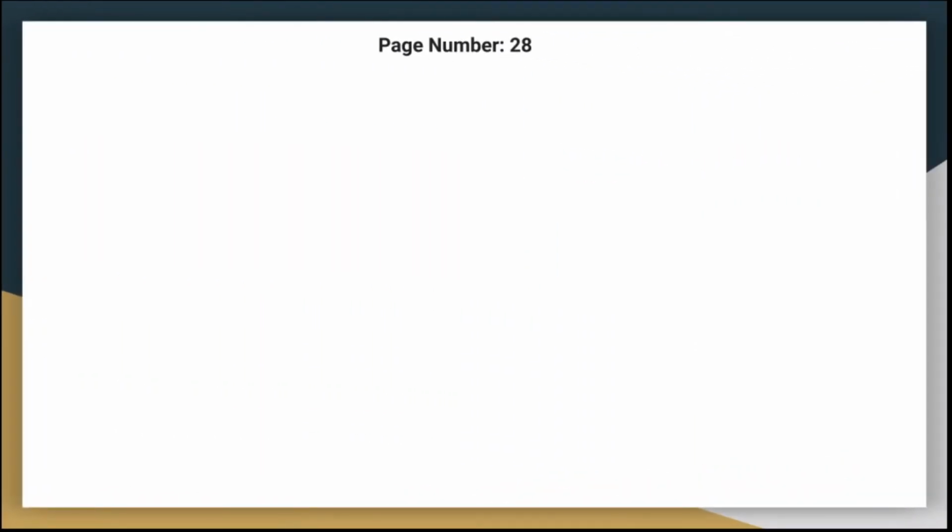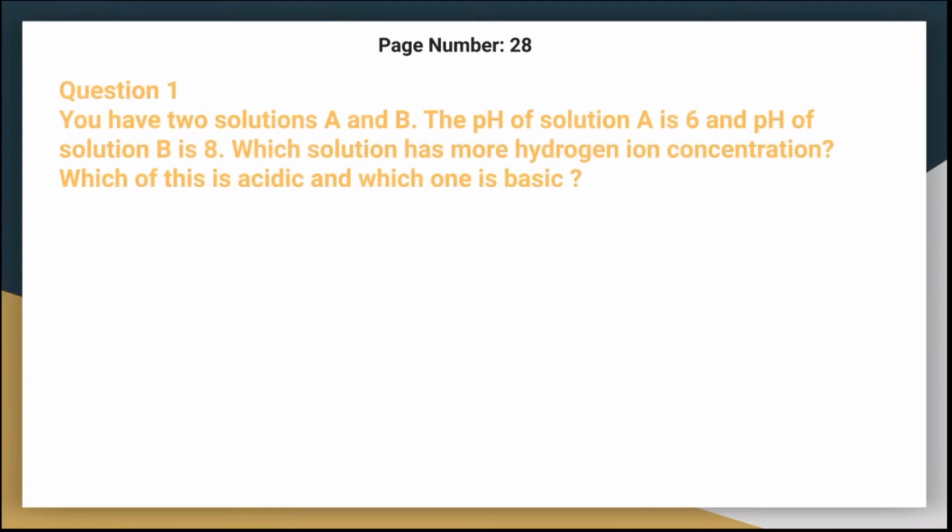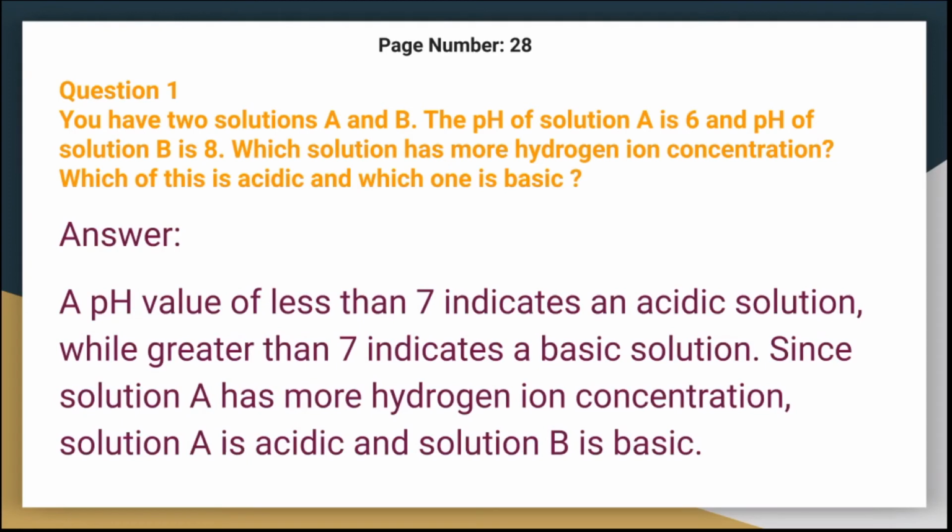Next we shall discuss from the questions of page number 28. First one, you have two solutions A and B. The pH of solution A is 6 and the pH of solution B is 8. Which solution has more hydrogen ion concentration? Which of this is acidic and which one is basic? Answer is, a pH value of less than 7 indicates an acidic solution, while greater than 7 indicates a basic solution. Since solution A has more hydrogen ion concentration, solution A is acidic and solution B is basic.